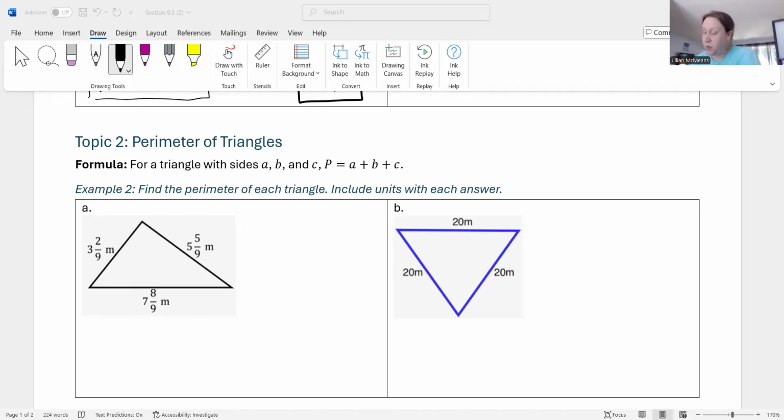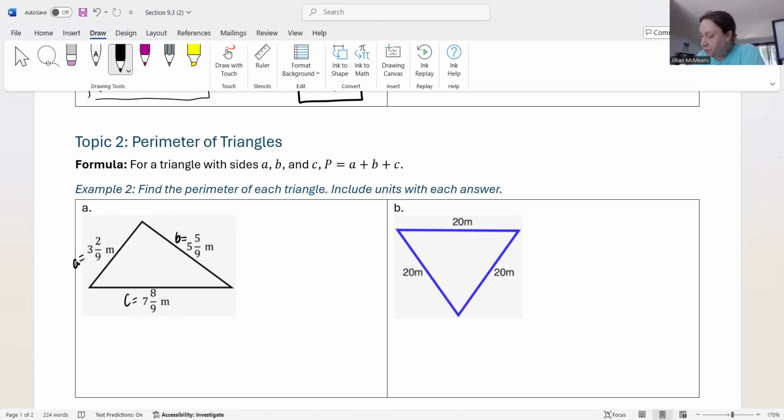Example two says find the perimeter of each triangle. Include units with each answer. So for part A, we definitely have something that's a little beastly looking. It does have those mixed numbers, but remember we've covered fractions and we've covered mixed numbers. Don't let the fractions panic you at this point, okay? So if we say this is side A, this is side B, this is side C, and it truly does not matter which one you label which. I'm just doing this so we can keep track. Then we would want to add those three sides up.